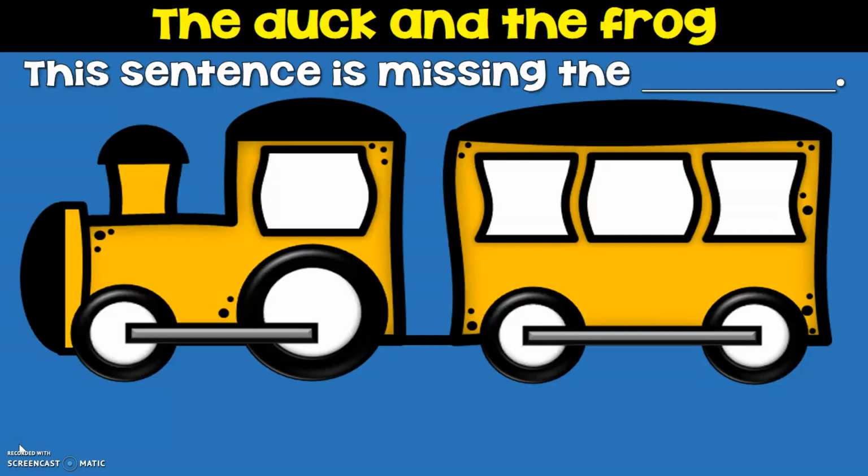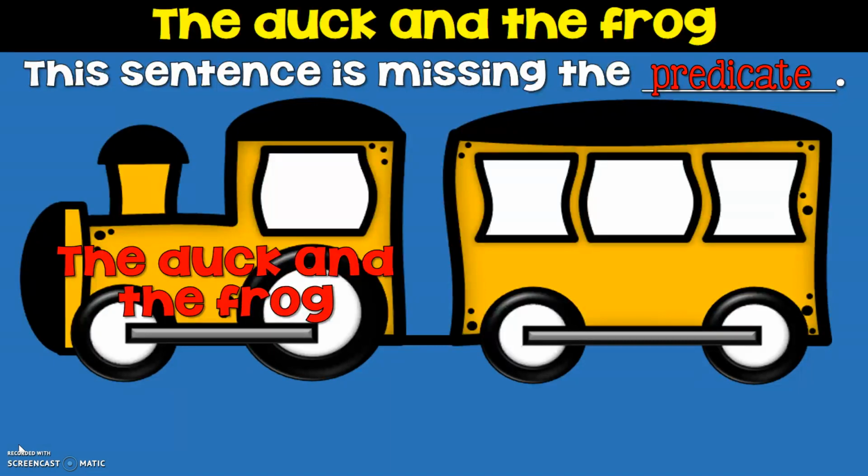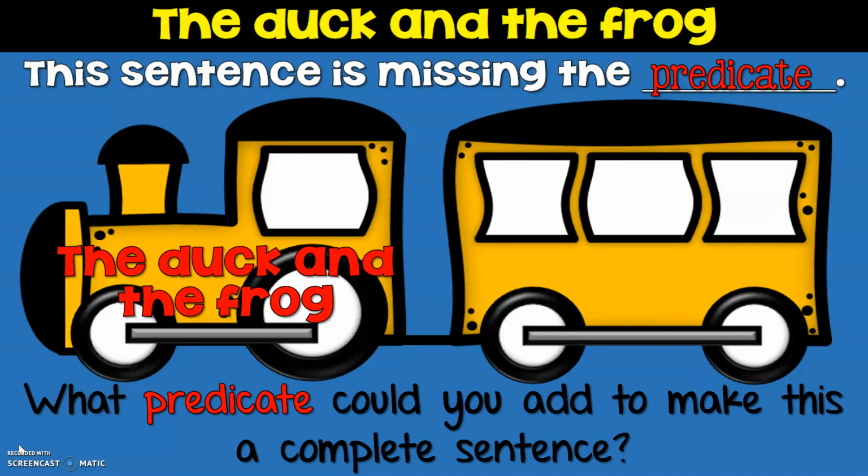Next sentence. This sentence is missing the what? The duck and the frog. If you said predicate, you are correct. The duck and the frog is our subject, so we are placing it on our engine part. What predicate could you add to make this a complete sentence? What did the duck and the frog do? They crossed the road.